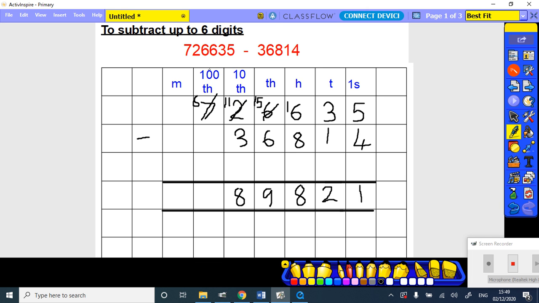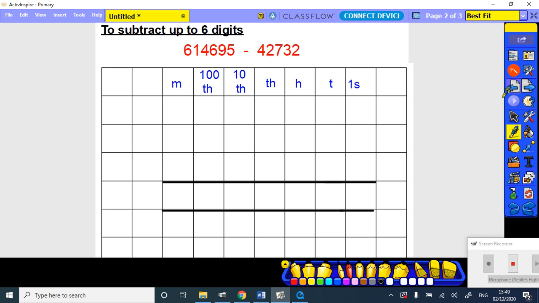And we can move on to our final column, which is the 100,000s. We have 6 lots of 100,000, and there's nothing to take away. So that's 6 take away 0 equals 6. 726,635 subtract 36,814 equals 689,821.